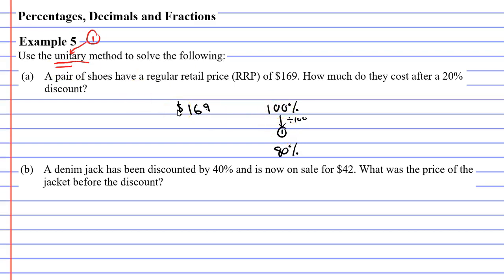I then want to convert this to 80%. How do you convert 1 to 80%? Well, I times by 80. Makes sense, right? So whatever I did on the right, I'm going to do on the left. I'm going to take $169, divide it by 100 first, and then times it by 80, and I'm going to see what I get.